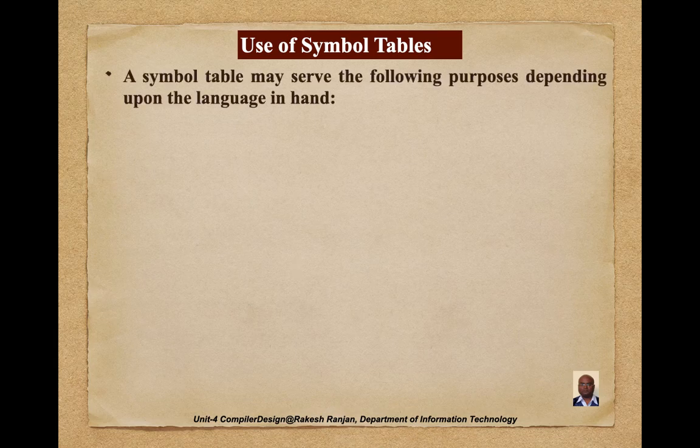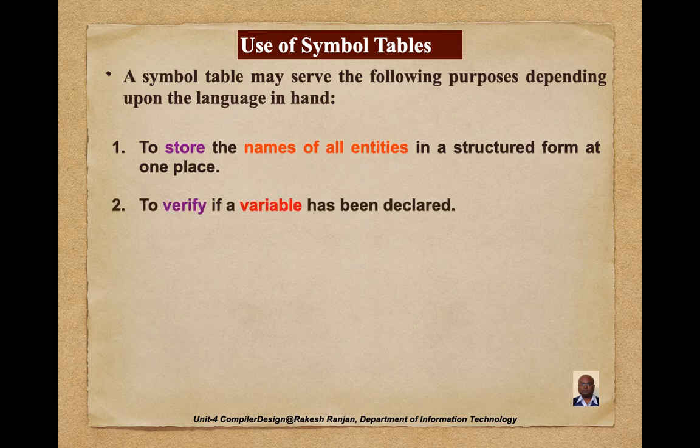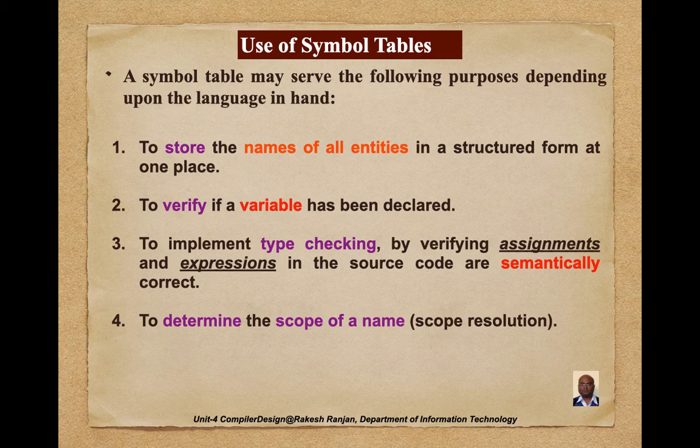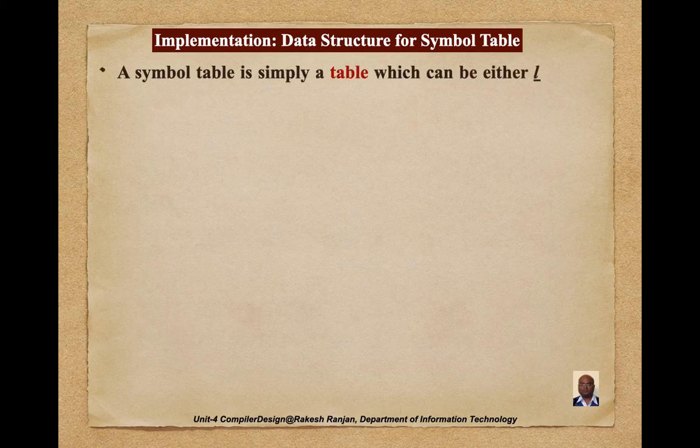A symbol table may serve the following purposes depending on the language in hand: to store the names of all entities in a structured form in one place, to verify if a variable is declared or not, to implement type checking by verifying that assignments and expressions in the source code are semantically correct, and to determine the scope of a name, that is scope resolution.